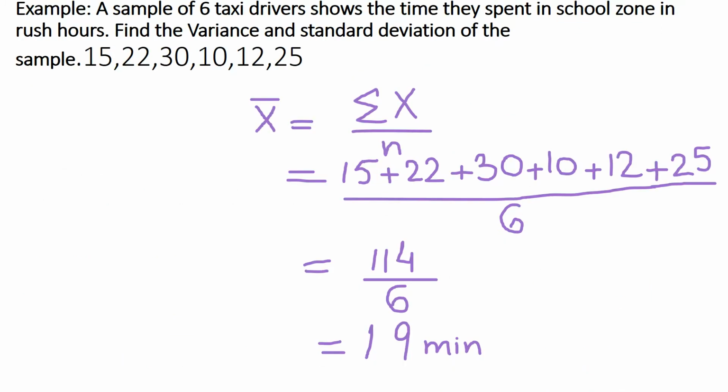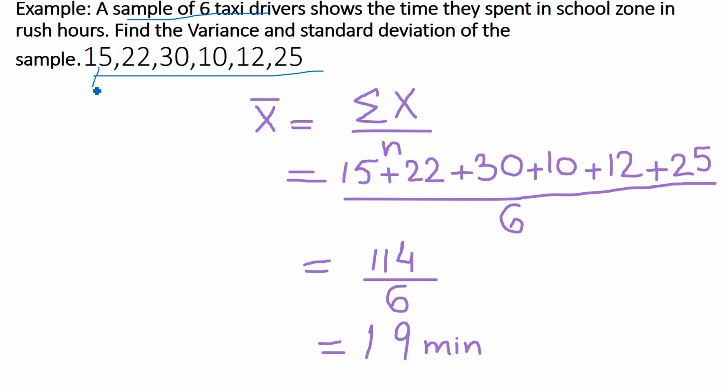So here I have set an example for you. Suppose a sample of six taxi drivers. See, it is a sample, not a population. Maybe there were 10 or 20 taxi drivers, but we have picked 6, and the time they spend in the school zone during rush hour is recorded. Suppose these are drivers 1, 2, 3, 4, 5, 6, and these units are in minutes.